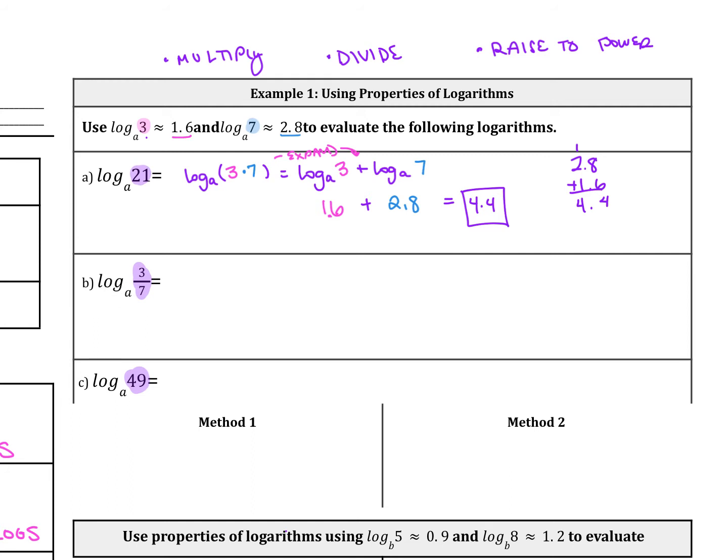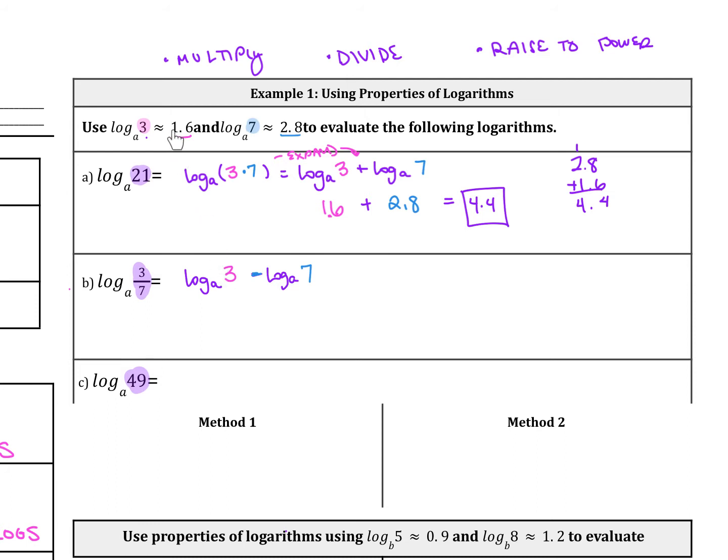So we have log base a of 3 over 7. There isn't a lot that we have to do with this. Log base a of 3 and log base a of 7, they already divided it for us. So remember, when we're dividing, we subtract. So log base a of 3 minus log base a of 7. We subtract when it's dividing, and now we substitute.